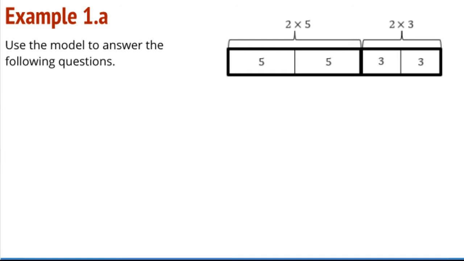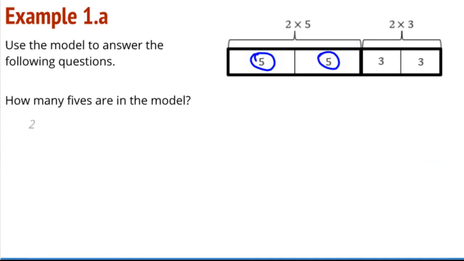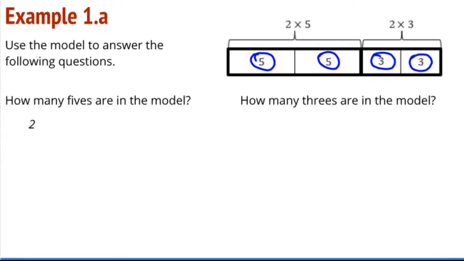Taking a look at an example here, and we're going to use the model to answer some questions. First question, how many 5s are in the model? Well, quick look here, 1, 2. And how many 3s are in the model? Quick look, there's 2 of them.